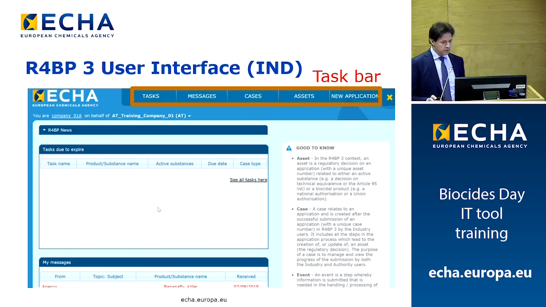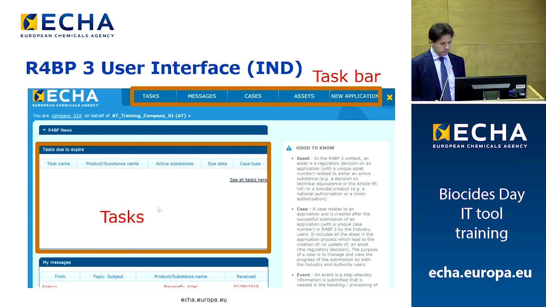So the tasks, messages, cases, and assets, we will see them one by one later in this presentation. You have a quick glimpse of which tasks are about to expire. Most likely, this is what you will see later in the afternoon when you log in to R4BP3 industry. Since we have given you one by one a single company, you will not see any task, because, let's imagine, it's a new company. But in principle, all the tasks should appear there.